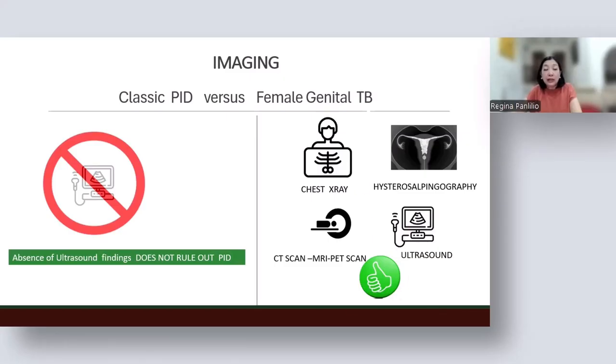While the absence of ultrasound findings does not rule out PID, in genital TB, imaging modalities are very helpful to rule out other entities, like the presence of TB on chest X-ray, to rule in or rule out ovarian carcinoma seen in CT scan or MRI, the uterine synechiae in the hysterosalpingography, and ultrasound may show the classic features of genital tract tuberculosis.